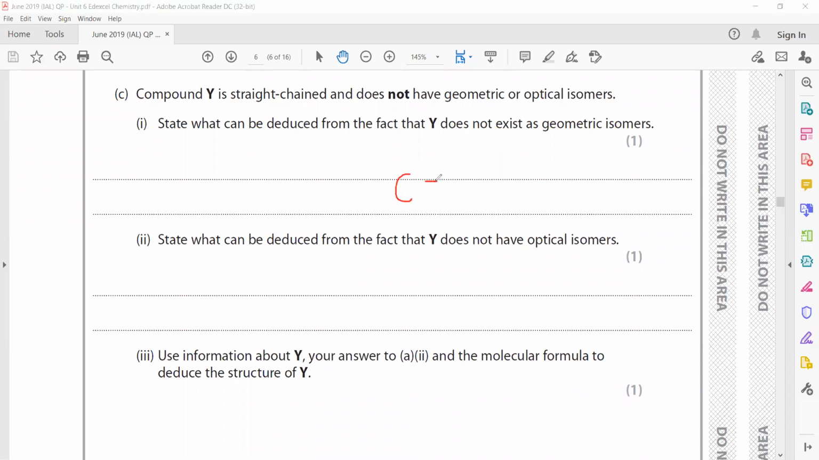Like if there is C double bonded to C, the two groups attached to one of the carbons are identical. It can be any group, like if this is hydrogen, this one will also be hydrogen. The other carbon may have the same or different groups, but if the two groups attached to a carbon having a double bond are different, then it can have a geometrical isomer. Otherwise, if they are identical, there is no restriction in rotation. We cannot distinguish them, so it does not have any geometrical isomer.